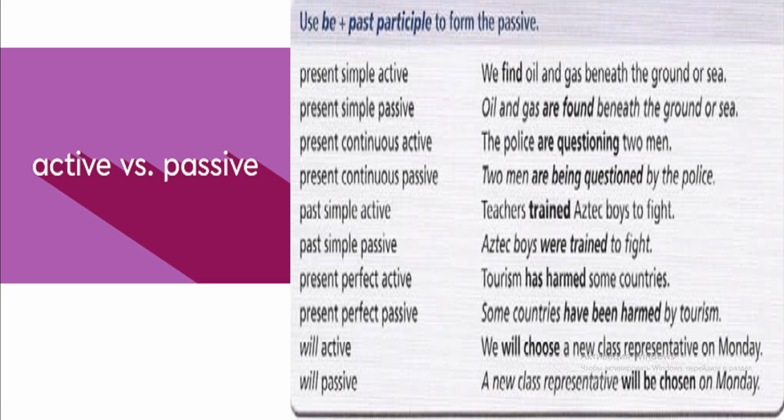The police are questioning two men. Two men are being questioned by the police. Teachers trained Aztec boys to fight. Aztec boys were trained to fight. Tourism has harmed some countries. Some countries have been harmed by tourism. We will choose a new class representative on Monday. A new class representative will be chosen on Monday.